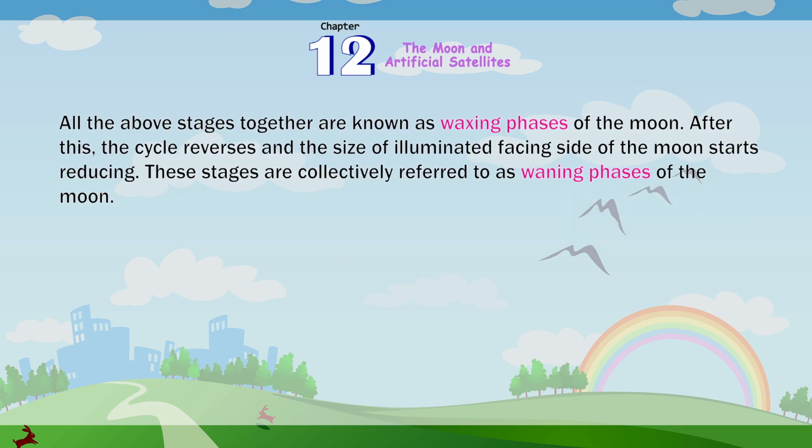All the above stages together are known as waxing phases of the moon. After this, the cycle reverses and the size of the illuminated facing side of the moon starts reducing. These stages are collectively referred to as waning phases of the moon.